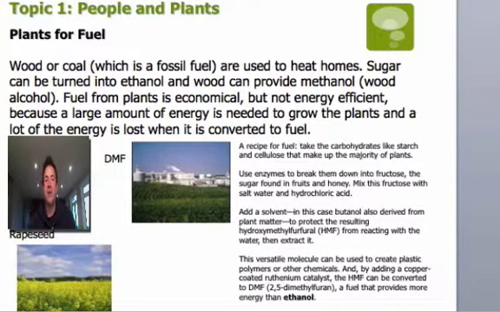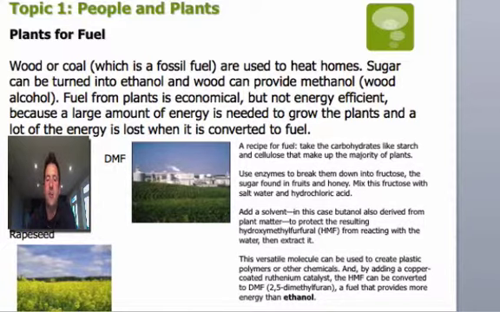So fuel from plants, we find it to be very economical, which means that basically we can use it and it'll last a long time for us. And it doesn't cost a lot, but it's not energy efficient. Because a large amount of energy is needed to grow the plants, and a lot of energy is lost when they're converted to fuel. So we have this conversion that occurs, and it takes us a lot of energy to grow, but then we use a ton of energy when we actually convert to fuel. So they're not energy efficient.